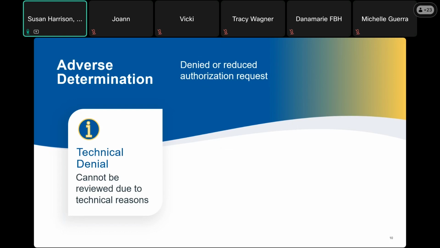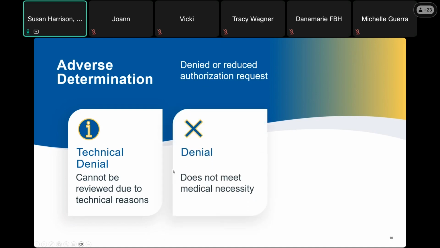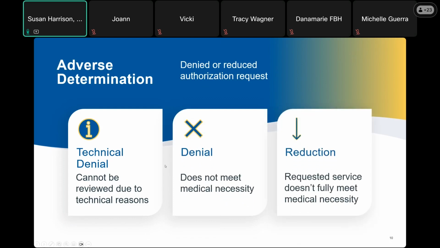So if it's a technical denial, that means there was an error in the information that was submitted either on the FA11D form or on the portal. You'll get that technical denial saying what needs to be corrected, and then you have the opportunity to resubmit. An actual denial is when it doesn't meet the medical necessity criteria. And a reduction in service, again, is when the requested service doesn't fully meet the medical necessity. So it's either reduced in units or the actual service is reduced. If you have multiple codes on your claim or your PA request, we may reduce for one service.